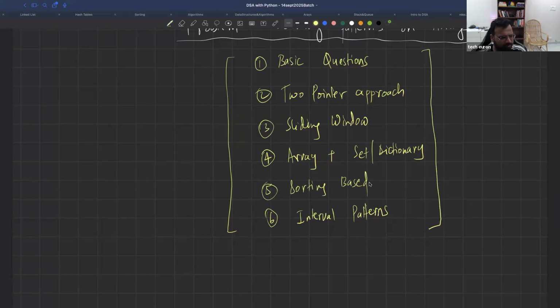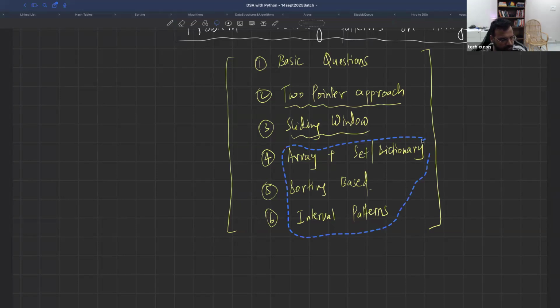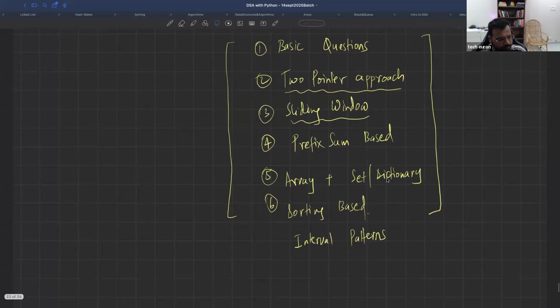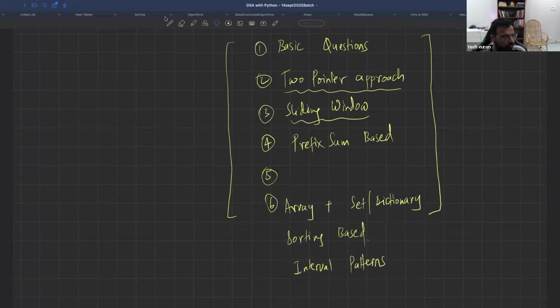Okay, sorting based we will maybe do little bit later, because when we do algorithms, that time we will discuss different types of sorting. Okay, so but mostly we will focus on two pointer approach and sliding window approach. There is one more thing I forgot here. स्लाइडिंग विंडो के साथ में we will do prefix sum based, one more thing I forgot. We'll do Kadane's algorithm.